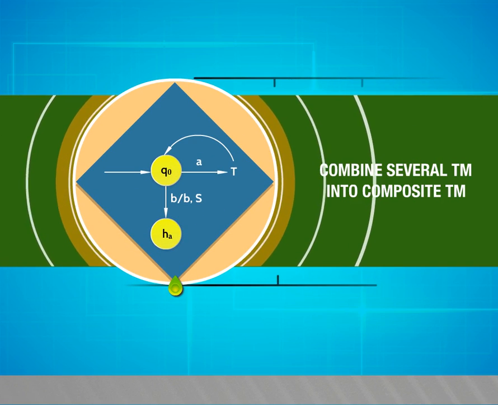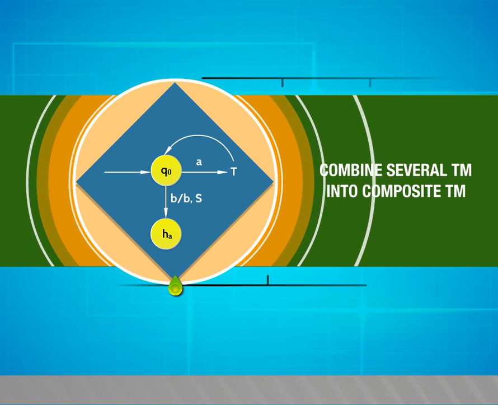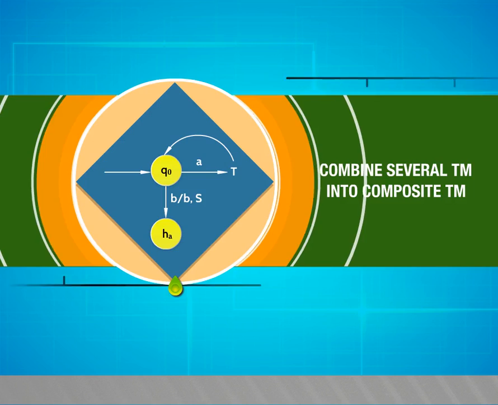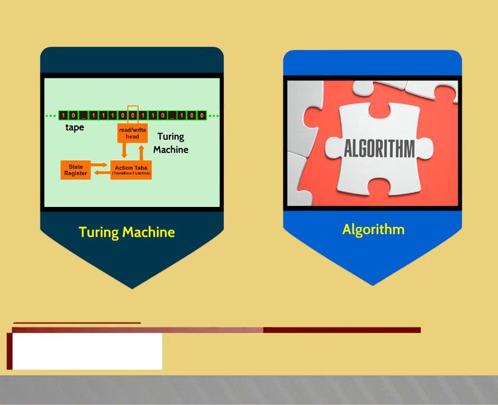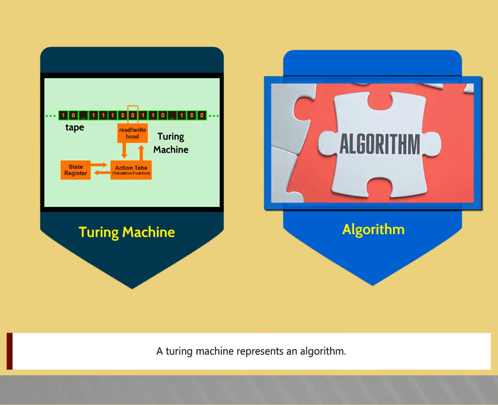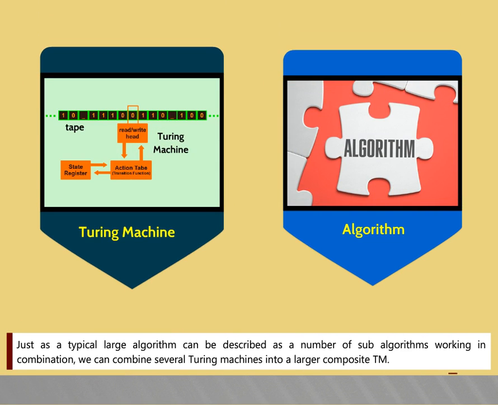Combine several TMs into a composite TM. In this video, we are going to see about combining several TMs into a composite TM. A Turing machine represents an algorithm. Just as a typical large algorithm can be described as a number of sub-algorithms working in combination, we can combine several Turing machines into a larger composite TM.